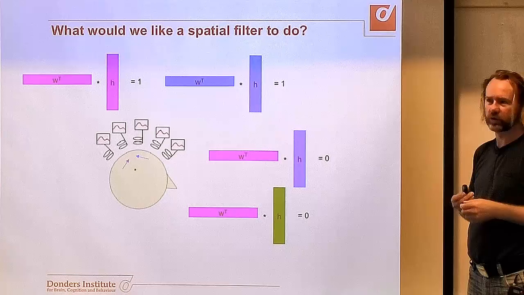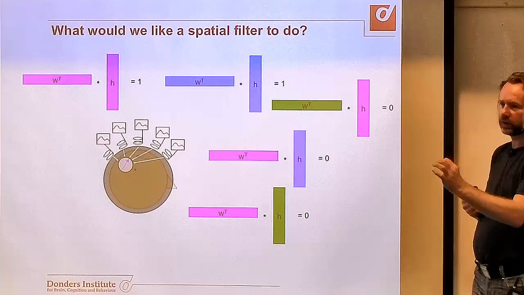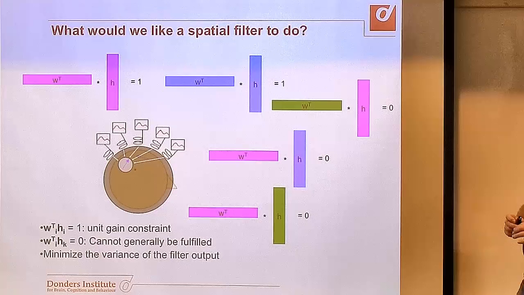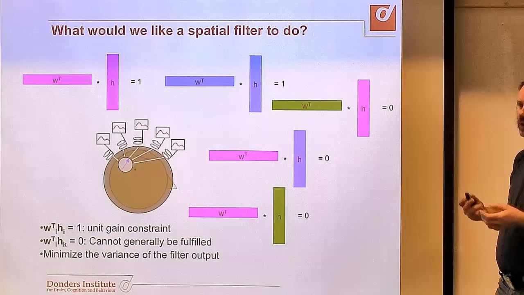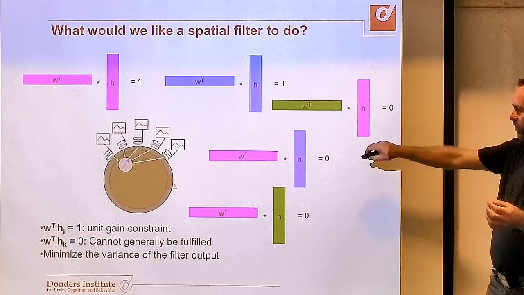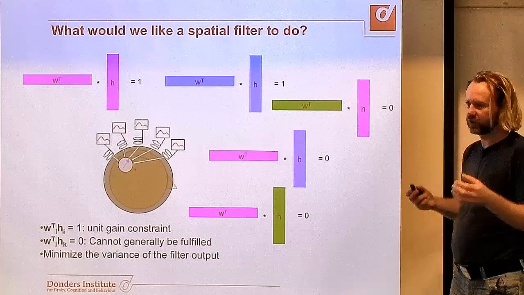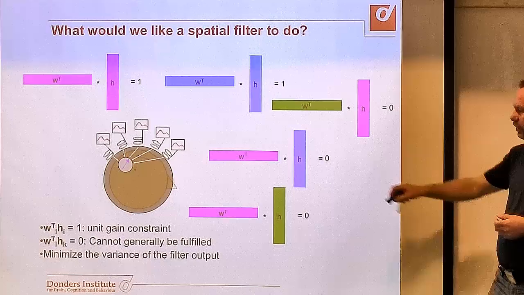So what we do is we zoom in on a region of interest, blocking out all other activity. There's two constraints that I have now defined. The first one is that W transpose times H should be 1, and that's a unit gain constraint. The other one is that W transposed for one source times the lead field of another source should be 0. And this can in general not be fulfilled. So rather than making this 0, what we're going to do is make it as small as possible.